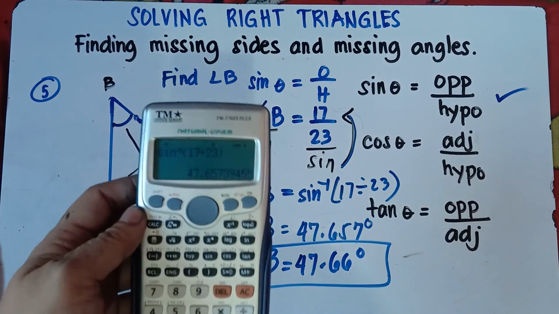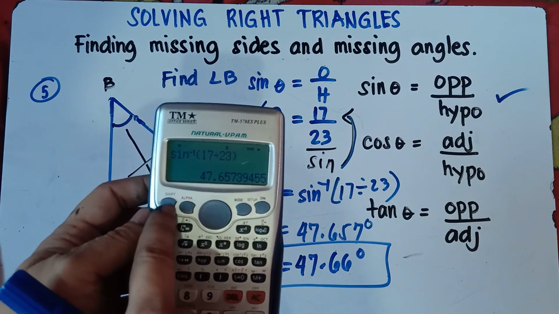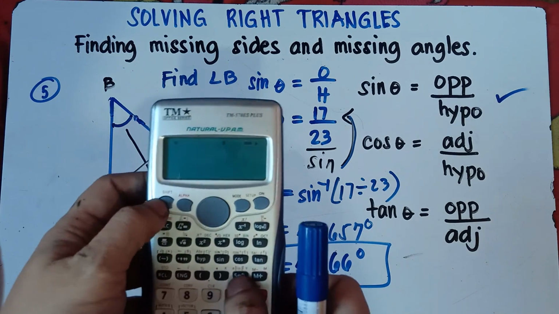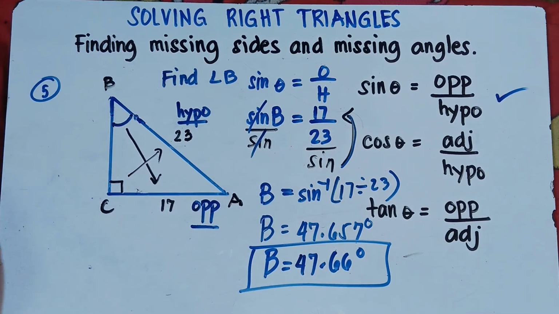That's it, class. 47.66 degrees. So once again, class, shift is here beside alpha. So there will be shift, then sine. So inverse sine. That's it, class. That's the answer for number 5.